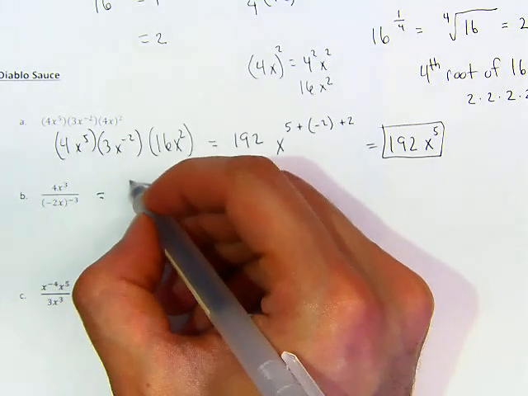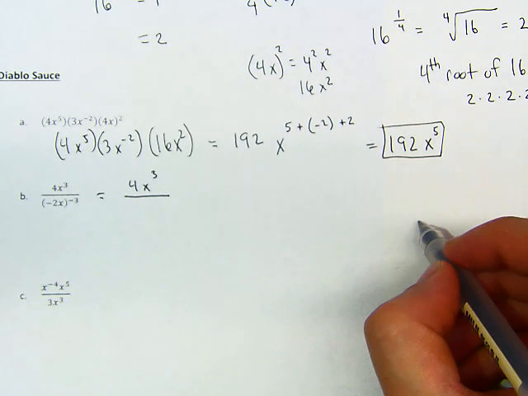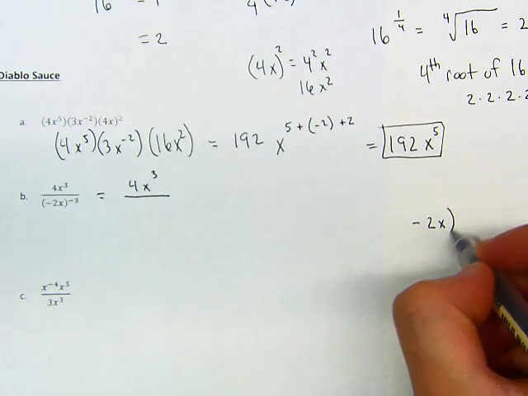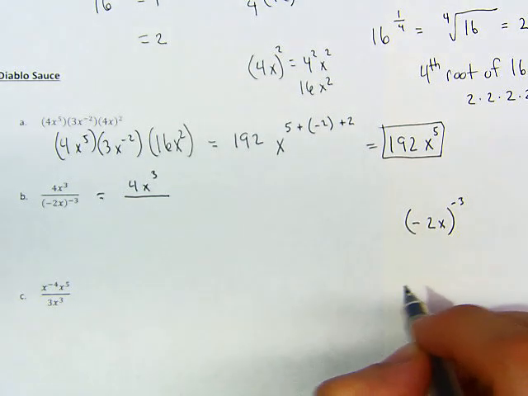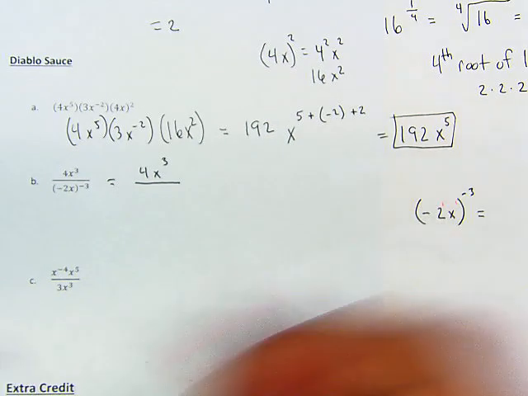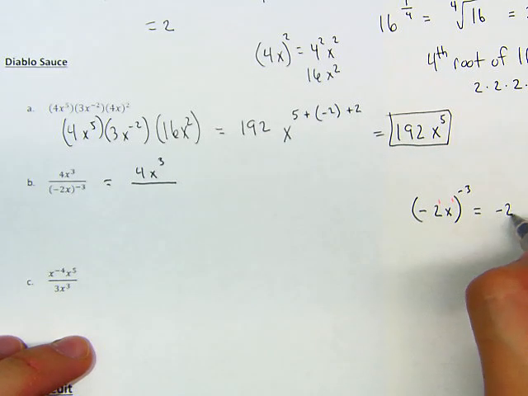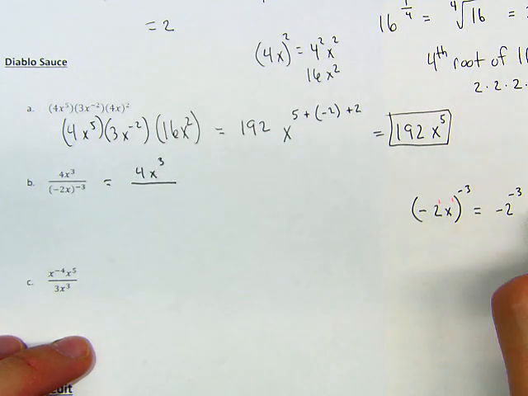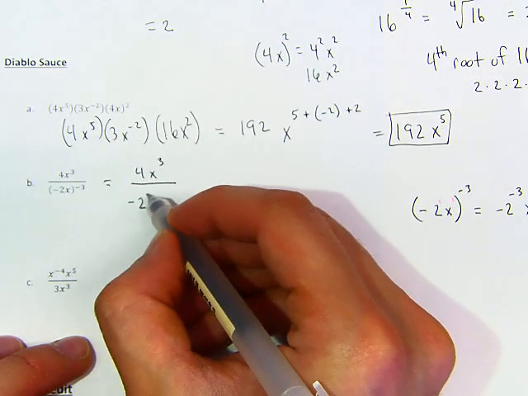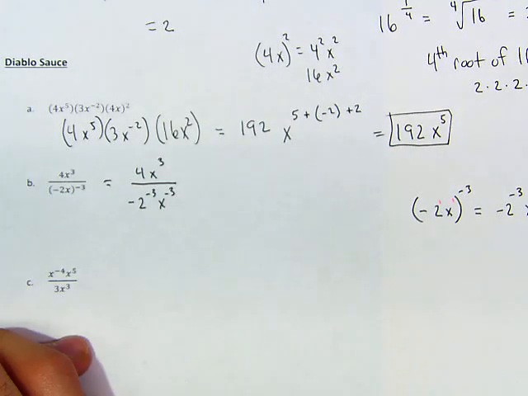Here, the top just stays the way it is. And then what happens here, if I have negative 2x, the whole thing to the negative 3, it's the same idea that there's an invisible 1 as an exponent for each of these. So you're just multiplying 1 times negative 3. So you have negative 2 to the negative 3 and x to the minus 3. So this becomes negative 2 to the minus 3, x to the minus 3. Okay?